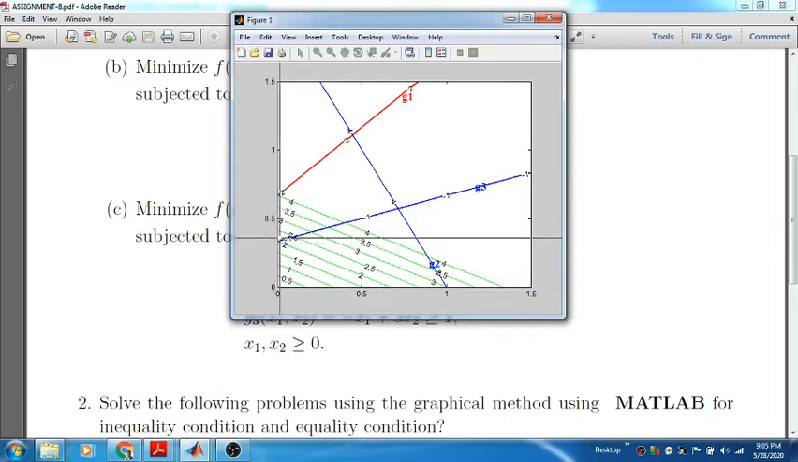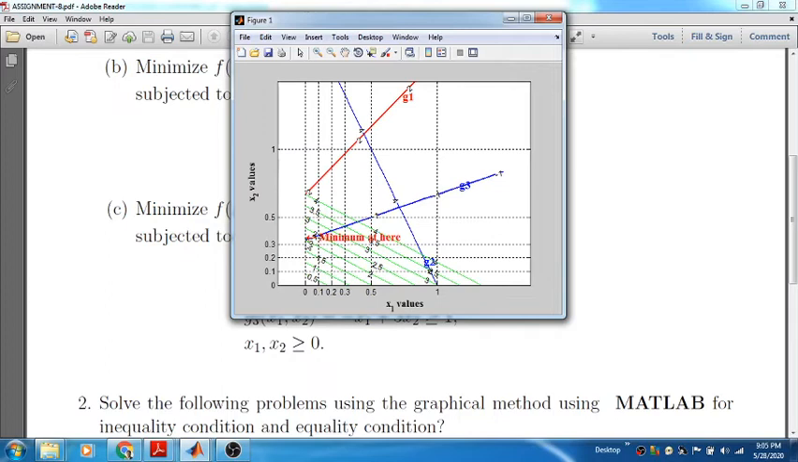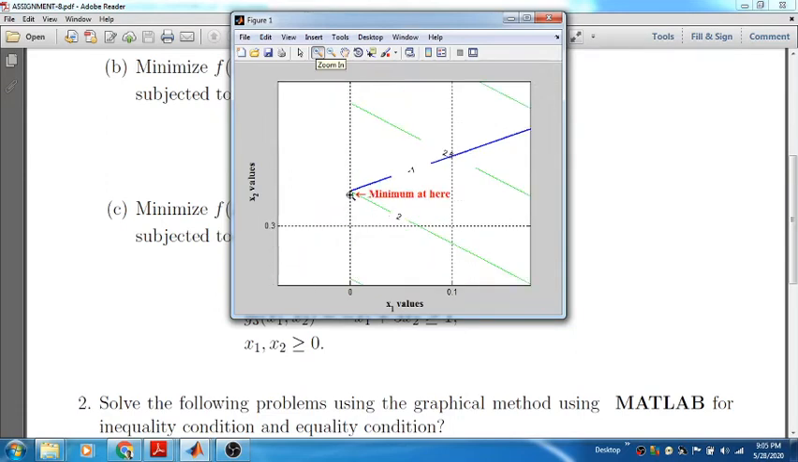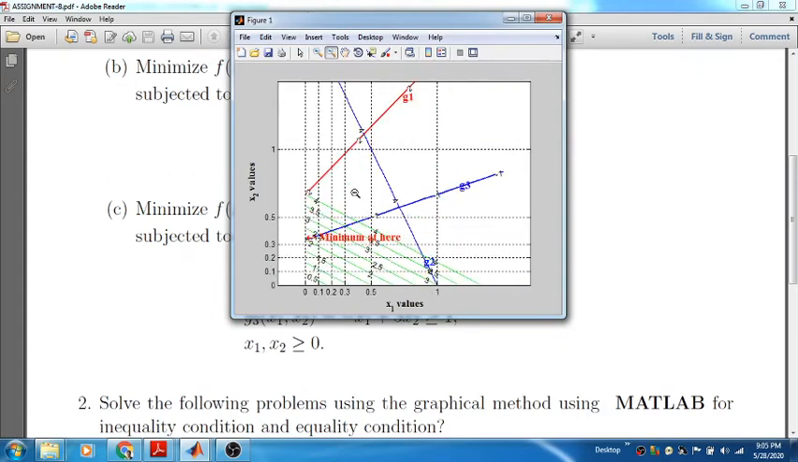So the value here will be 0 and it is showing 2. So this will be the minimum value, right? You can see it, this will be the minimum value. Let me zoom it. So you can see this will be the minimum value here, right? This is with the help of the graphical method, and this whole region will be the domain, that means the feasible region.